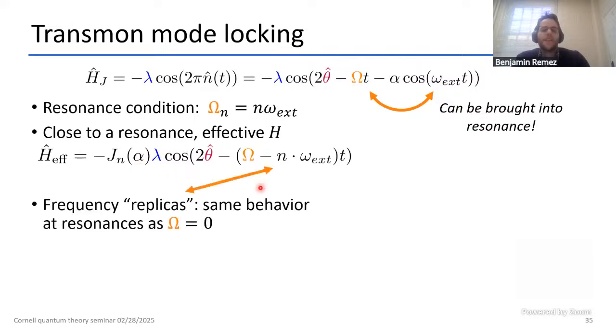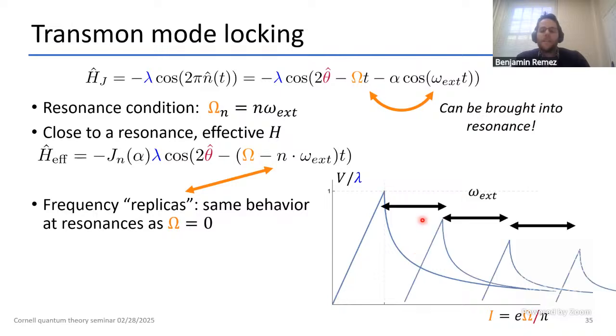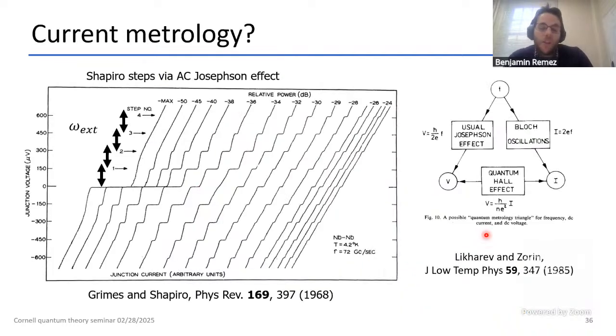And so the point is that you find that close to these resonance frequencies, you get replica behaviors. So they're essentially the same as the behavior when the bias current was exactly 0. So if you recall our classical VI curve, if I now add this AC component, I'm going to get these replicas at extra frequencies. And actually, we realize, hold on, this starts to look like a current standard, which is very apt if you think about quantum metrology these days.